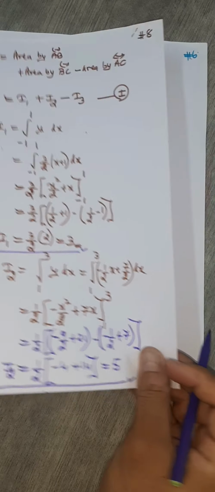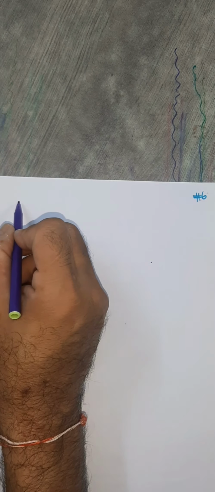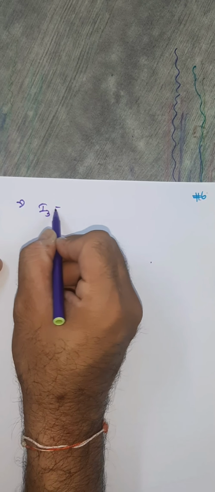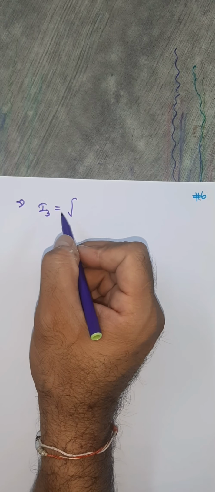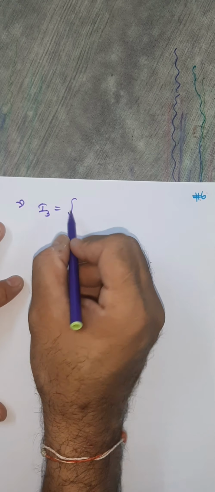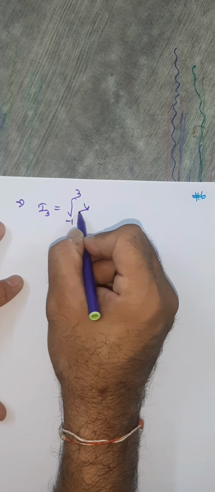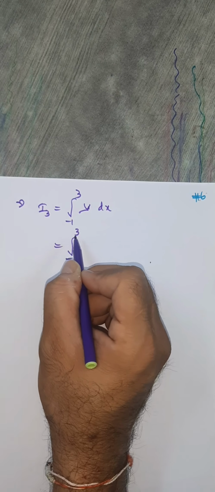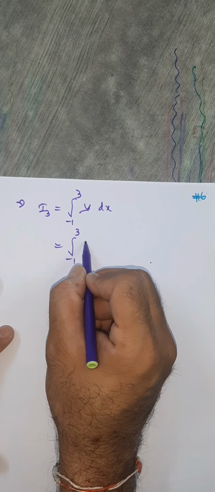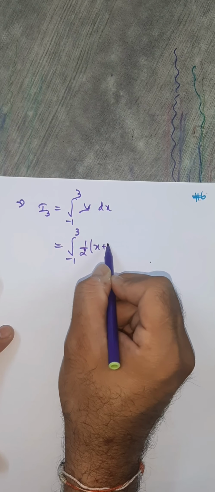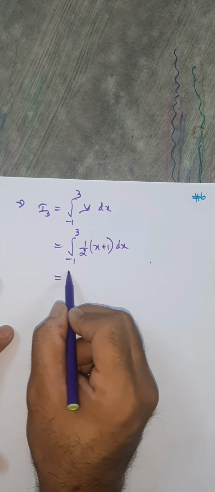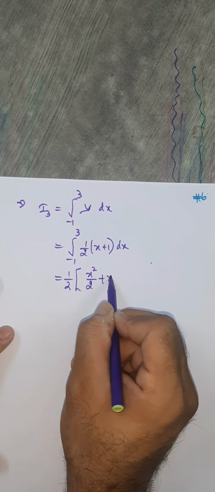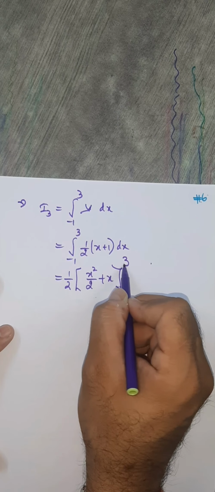And now area of AC, that triangle. So now I3 equals integral from where to where? Just have a look on the diagram. AC से बाउंड हो रहा है. -1 2 3 y dx. Right? What is y from the equation of AC? AC का equation देखो. It is 1 by 2 into x plus 1 dx. So 1 by 2 will go out. This is x square by 2 plus x. And minus 1, 2, 3.